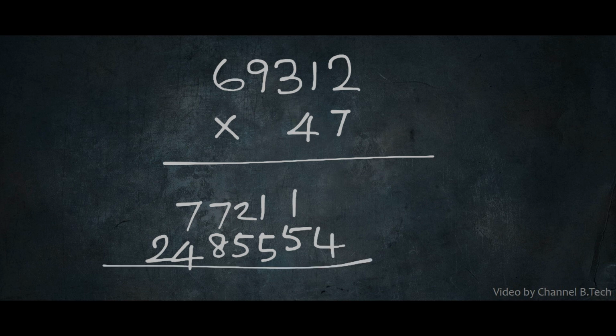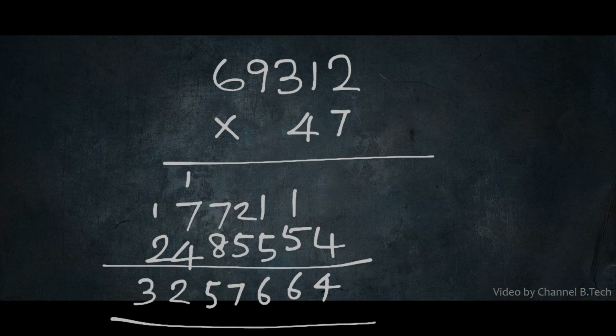So when I add this, I get 4, 6, 6, 7, 15, 1 carryover. 1 plus 7 plus 4 is 12. 1 carryover 3. 3, 2, 5, 7, 6, 6, 4 is the product of these two numbers.